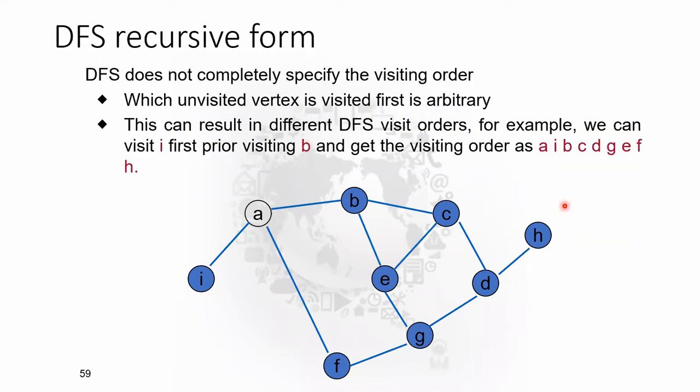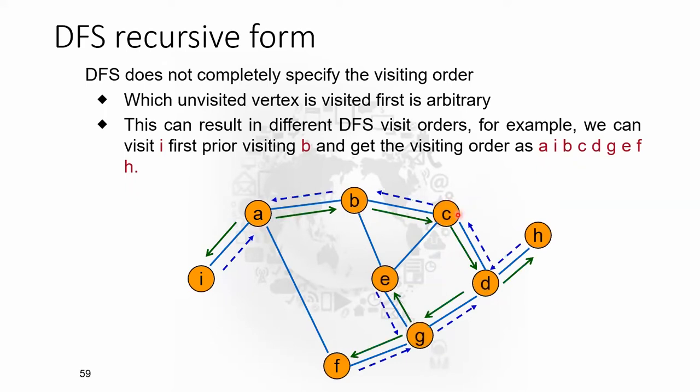For depth first search, it does not specify the visiting order. If we start with A, just now we went with B first, right? But now I want to go to I first. You can go to I. After you go to I, you backtrack to A, then go to B, then C, D, and then E, and it's the same thing. So there's no specific order.